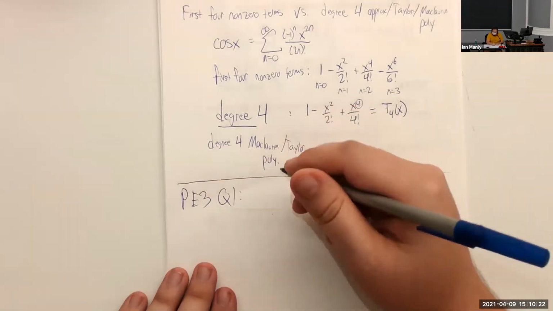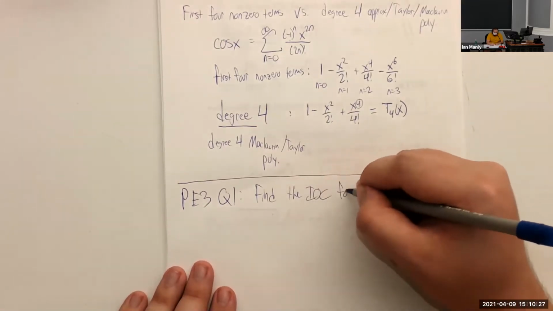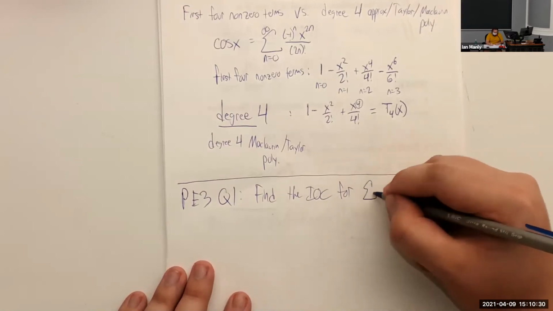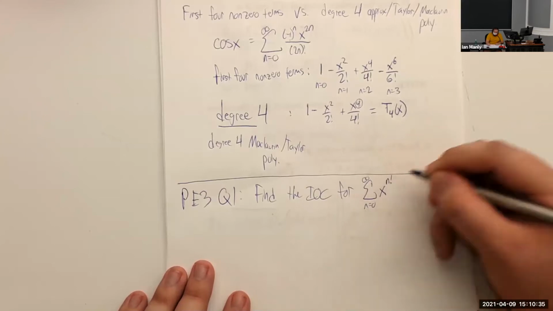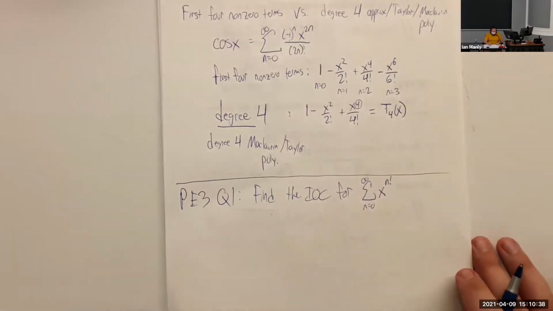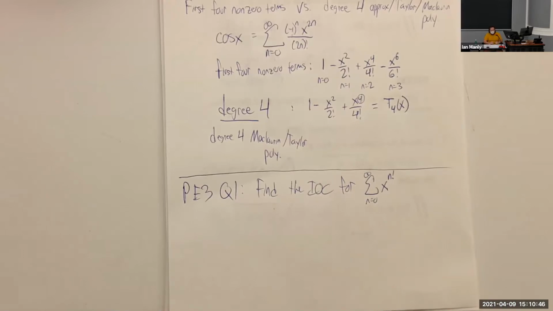Let's do question 1. The first question is to find the IOC for the series n equals 0 to infinity of x to the n factorial. Okay, so let's figure out how we're going to do this. Usually there are 2 ways of figuring out an interval of convergence. You either look at a series that it's similar to and use that series' interval of convergence as a base, but I don't really know any series that looks anything like this. So we're probably just going to have to do this one from scratch by using the ratio test.